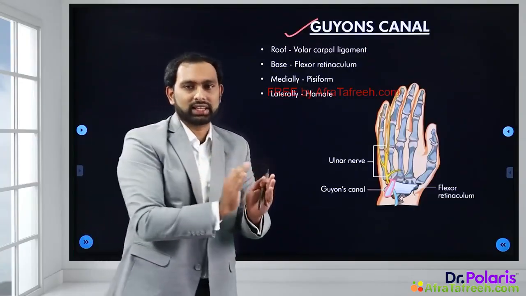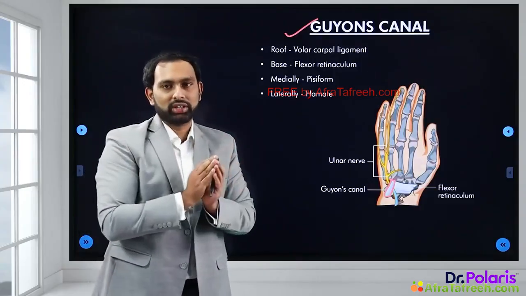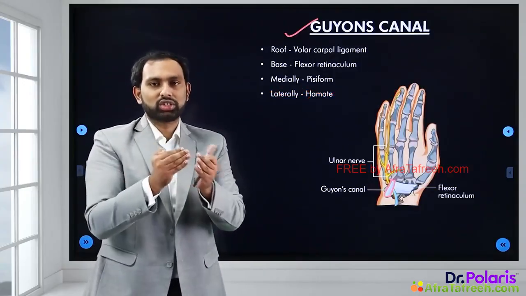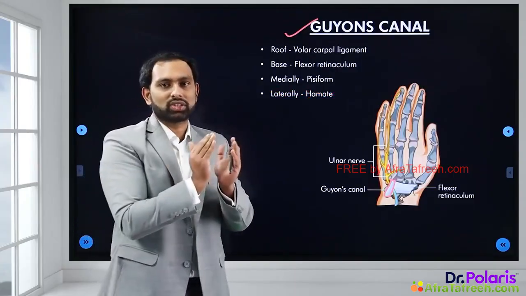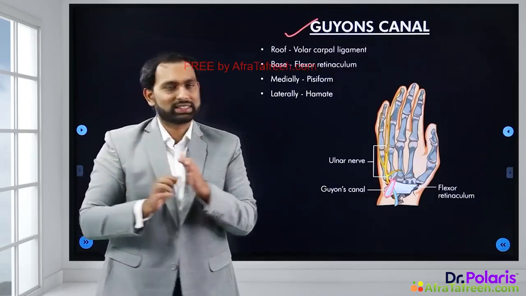So what is a Guyon's canal? We've talked about the cubital tunnel that is at the elbow joint. Now distal to the wrist joint, the ulnar nerve passes through another structure, that is the Guyon's canal. So let's find out the boundaries of the Guyon's canal.